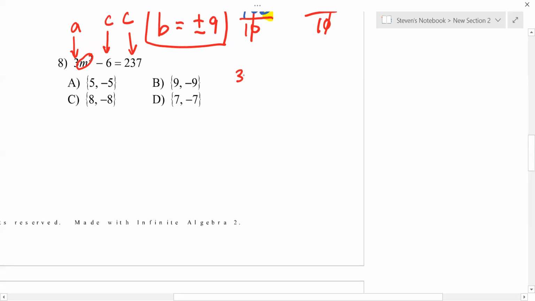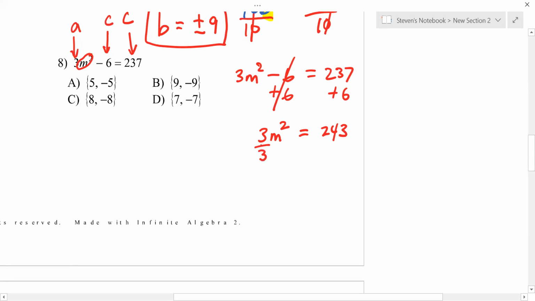So I have 3m squared minus 6 equals 237. So I just want to add 6 to both sides to get rid of that. So now I have 3m squared equals, if I add that together, that's 243. And then all I need to do is just divide by 3 to get rid of that. So in your calculator, we're going to punch in 243 divided by 3, and let's see what we get. Yeah, I get 81, just like the last one.